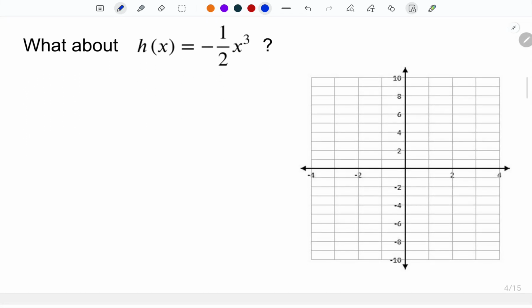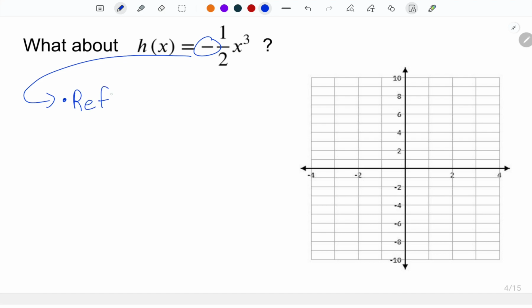And lastly, we have this one where we have a -1/2 in front of the x cubed. And so let's identify the transformation. So let's take a look at the negative. So a negative is a reflection. We just need to be careful, is it over the x or the y-axis?